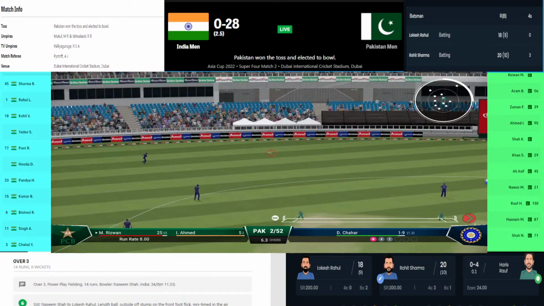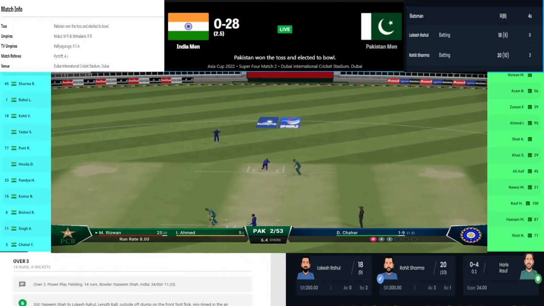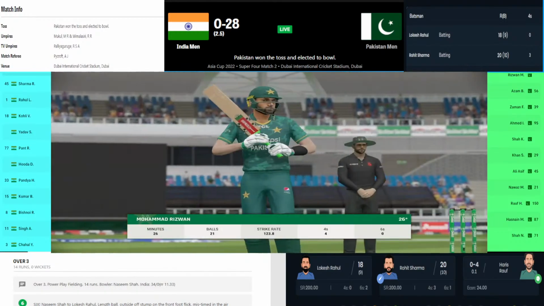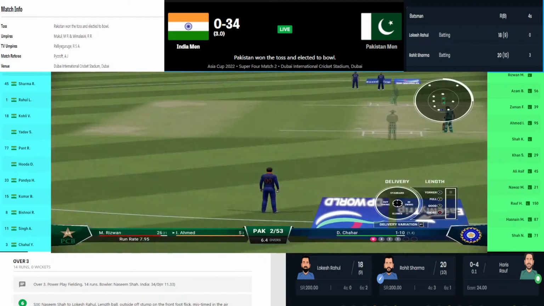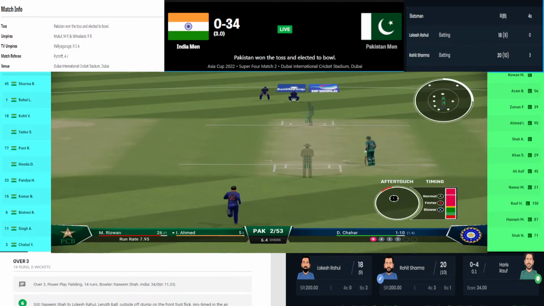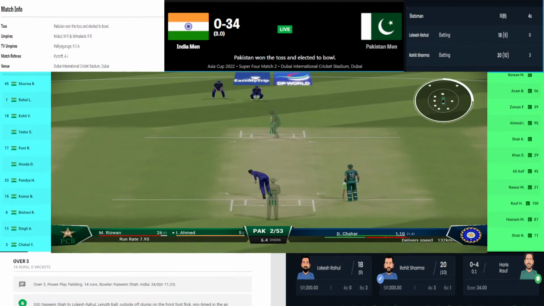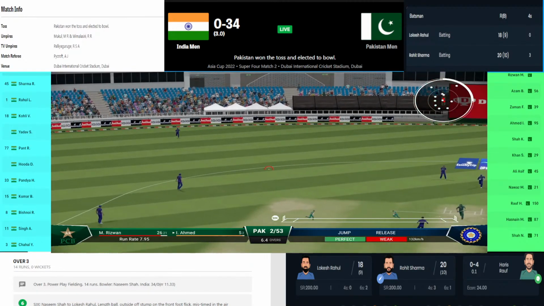So here we go. The fourth over coming up. In place of Mohammad Hasnain, now Haris Rauf has been brought back into the attack. He will be bowling the fourth over to Rohit Sharma. Rohit Sharma is on strike against Haris Rauf.